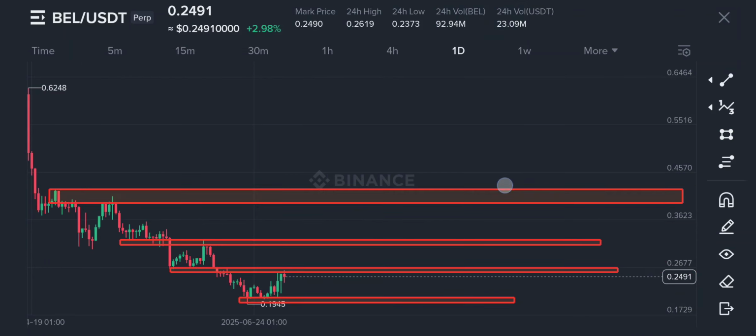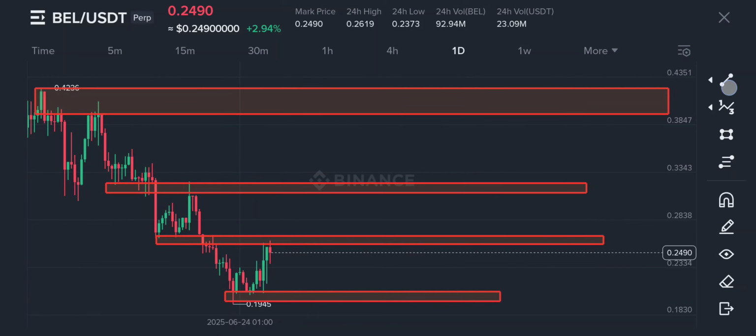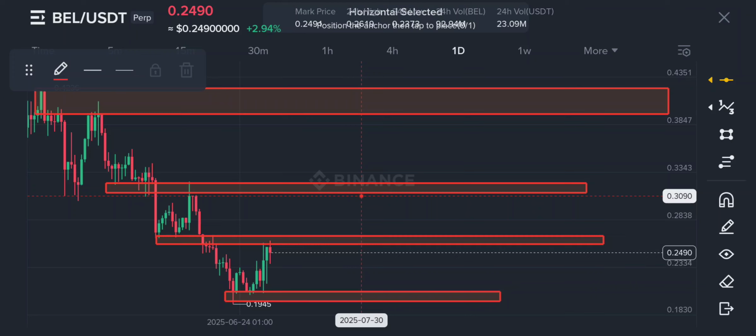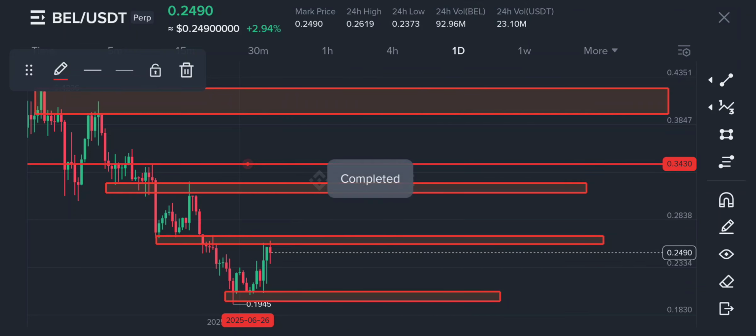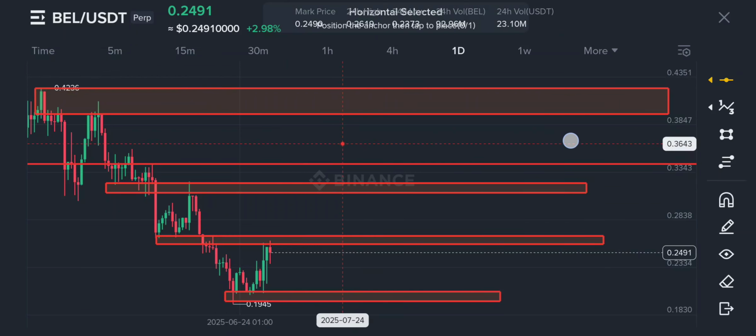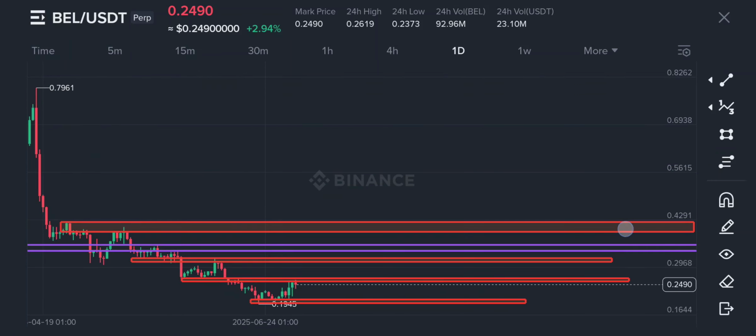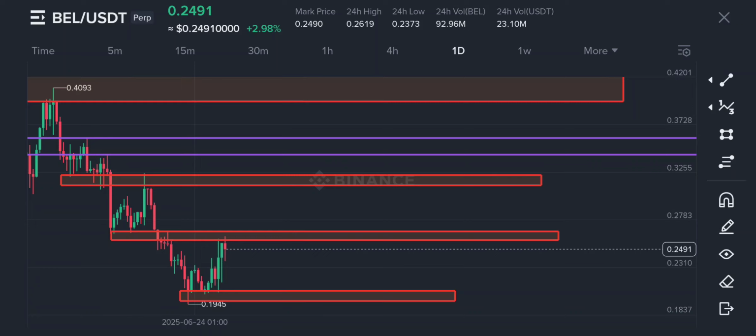Now, all these other areas, I will mark them with a single line because they are areas that the market will possibly react to if they get there. Let me change the color. Okay, so now let's go to our 1 hour time frame.